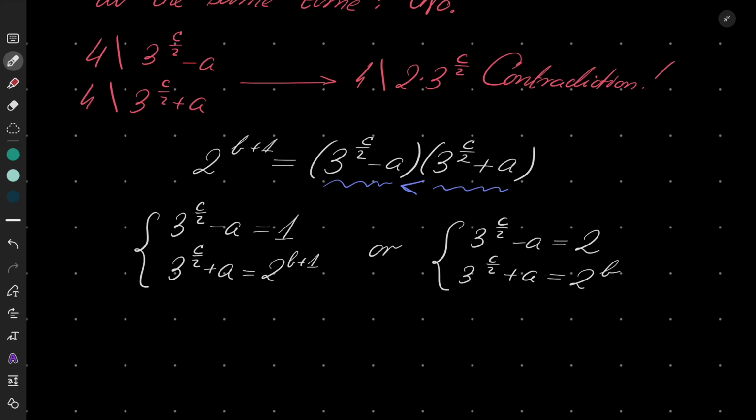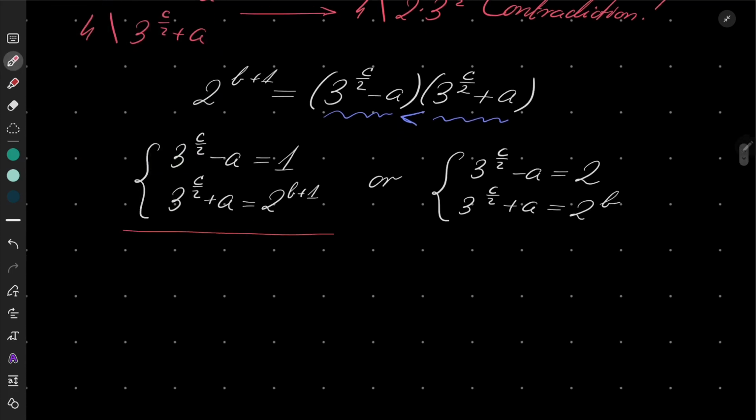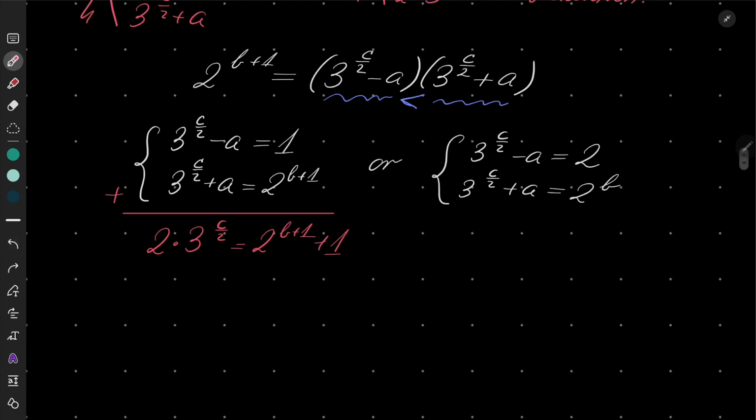Okay, very well. There is no other possibility, because if the first factor would be 4 or higher, then we'll have the contradiction which was just described. Okay, can the first equation happen? No, it can't. Why not? Because after adding these equations together, we will get 2 times 3 to the power c over 2 equals 2 to the power b plus 1 plus 1. Even number, odd number. Cannot happen. Contradiction.